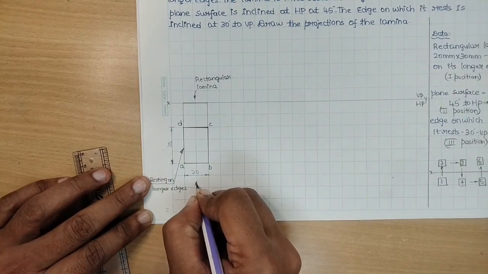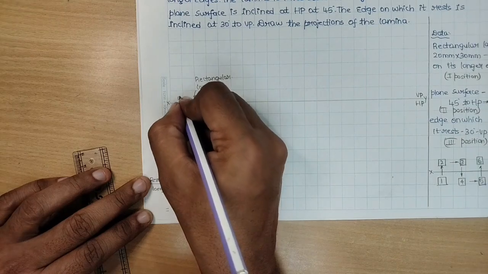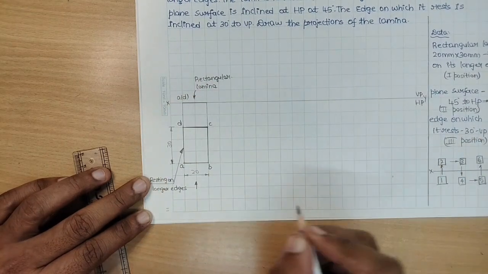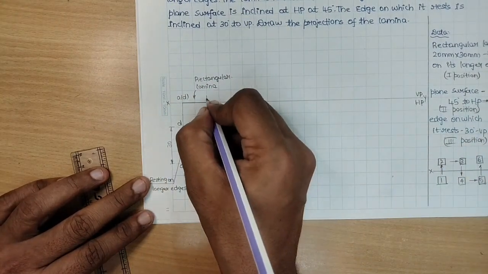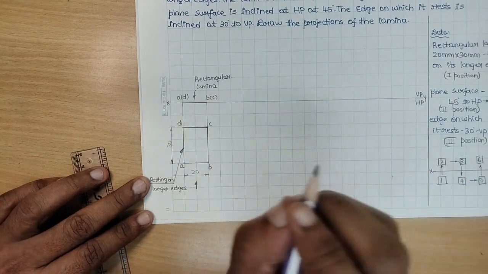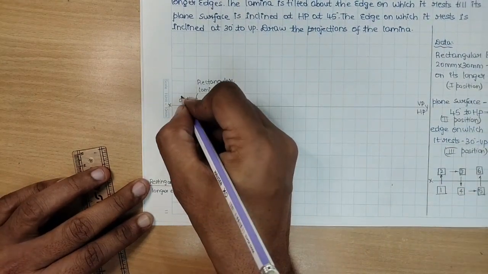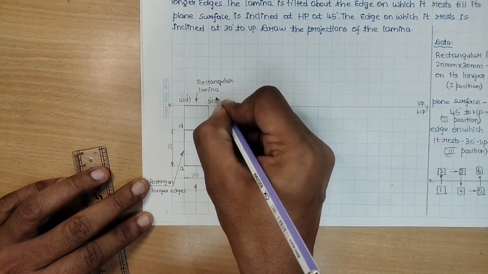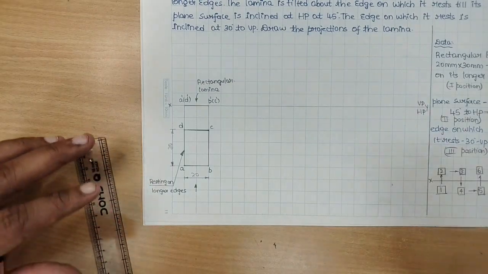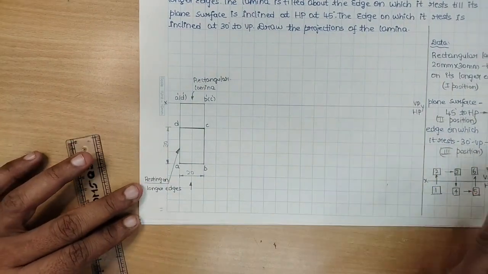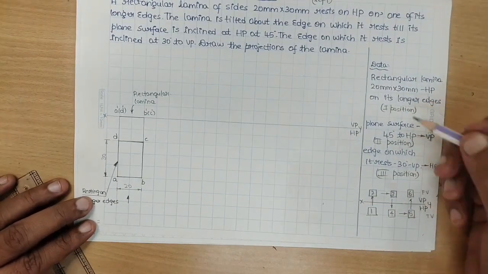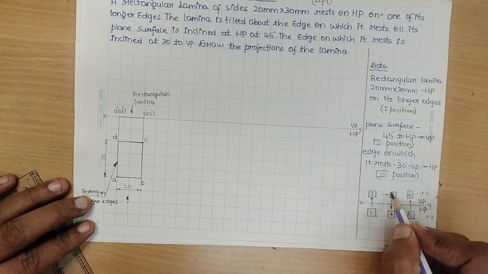Since the observer is looking from the bottom, for the observer A is visible, D is invisible, and invisible should be in brackets. B is visible, C is invisible, invisible in brackets. Since this is a front view representation, it has to be shown with dashes. Now we have completed the first data. Moving further, what is the drawing number 3?